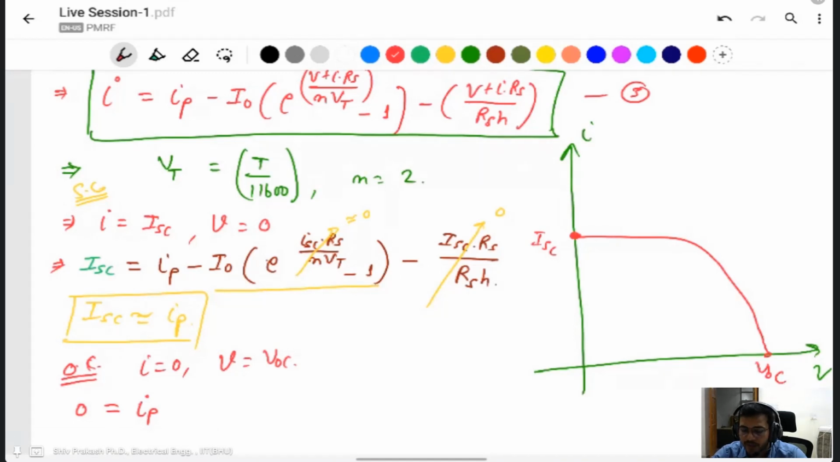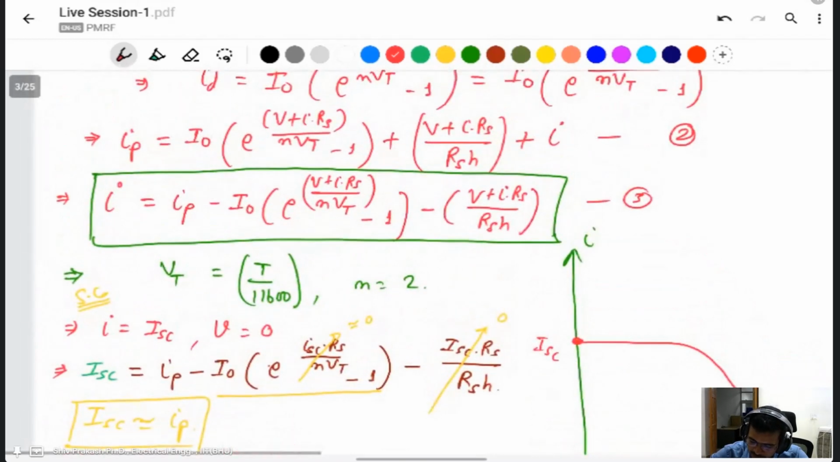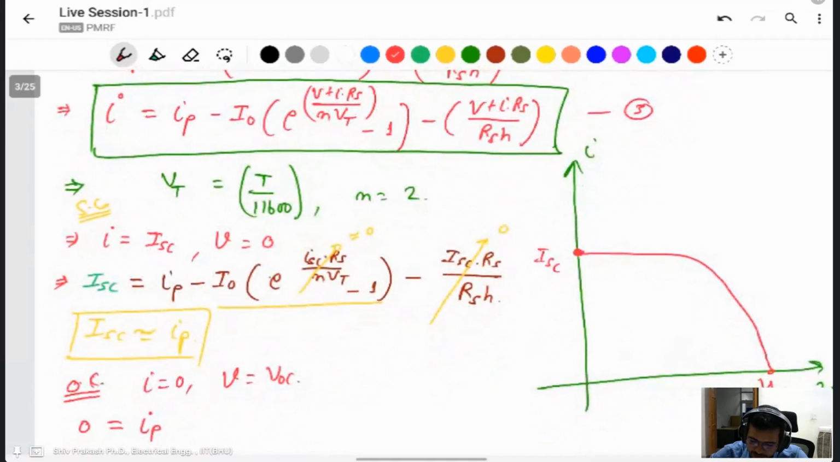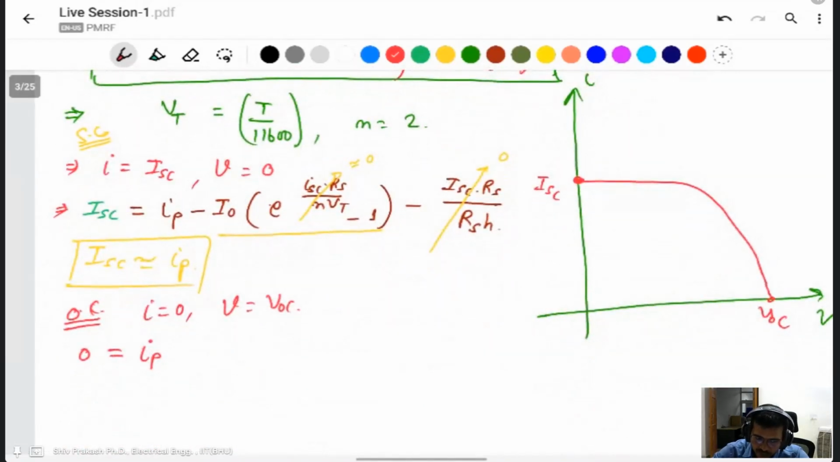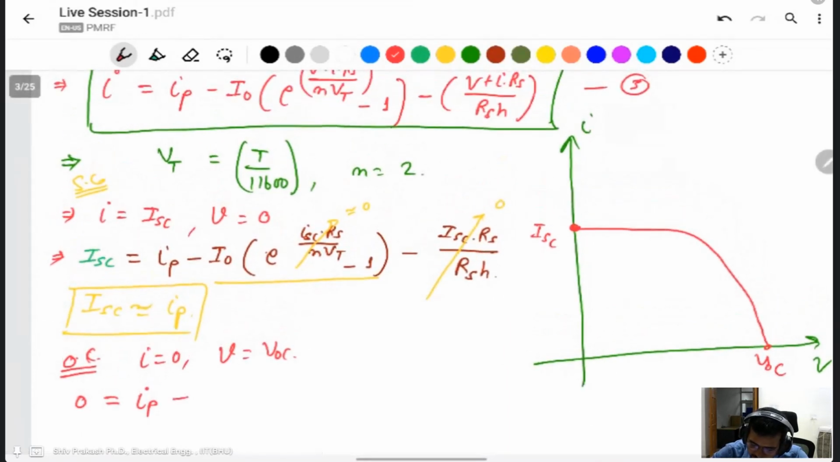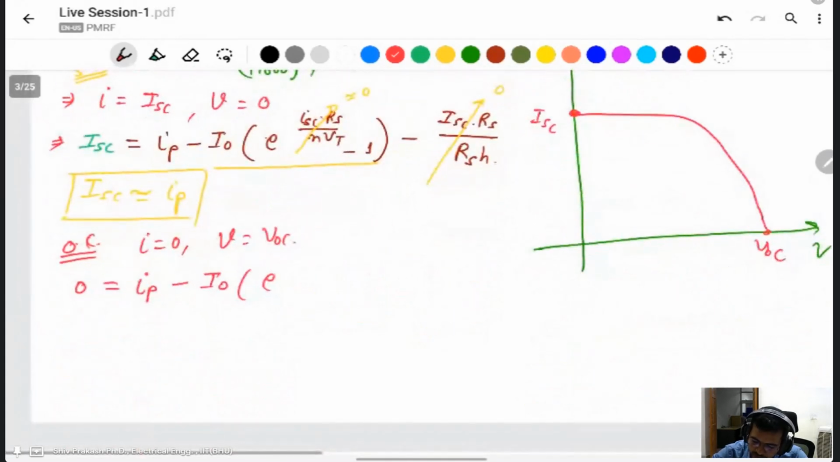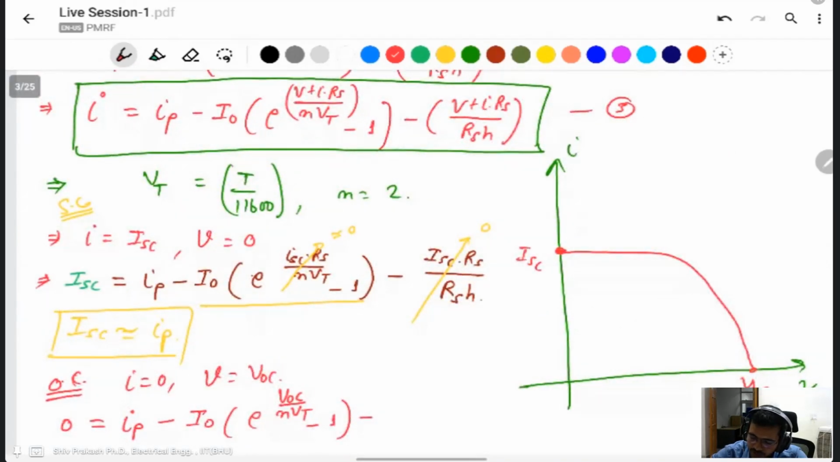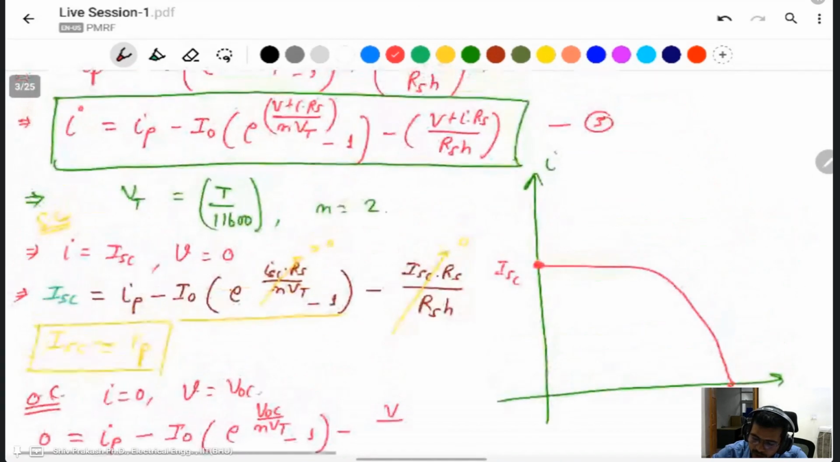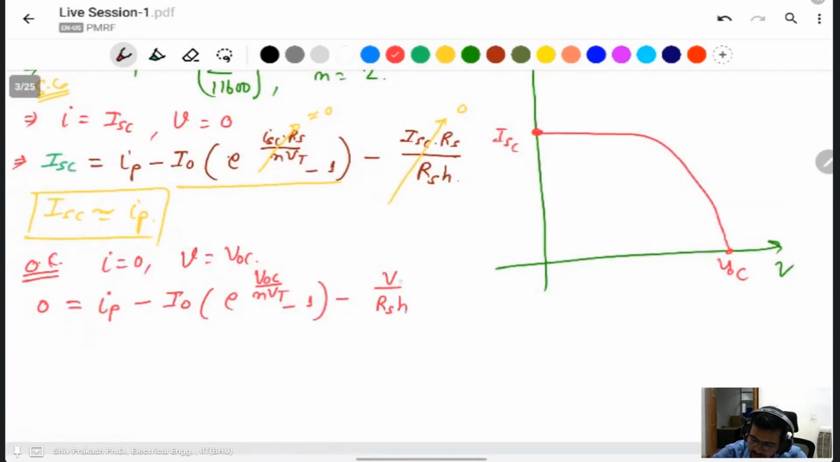But at the terminal of the solar PV, the current will be 0 because of the open circuit. It means the whole current flows through the diode. This one is IP minus I naught, the diode current, e to the power, I is equal to 0, so V divided by NVT, V is equal to VOC, NVT minus 1. Now I current is 0, V divided by RSH. So it's VOC.